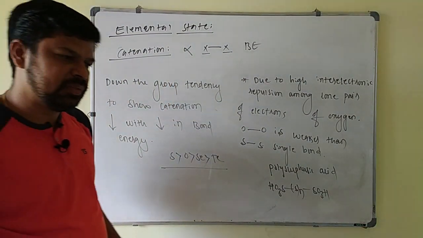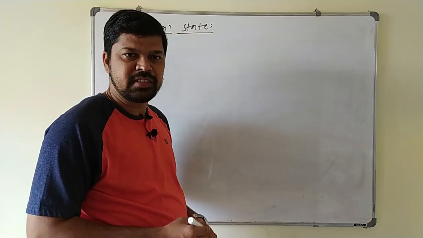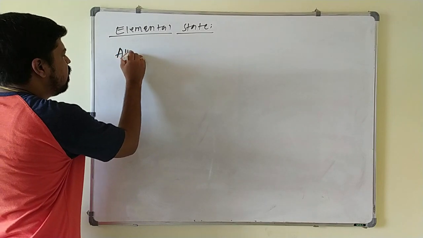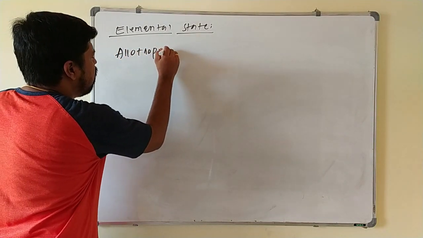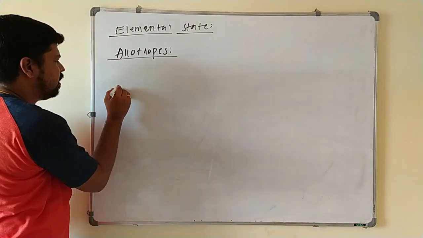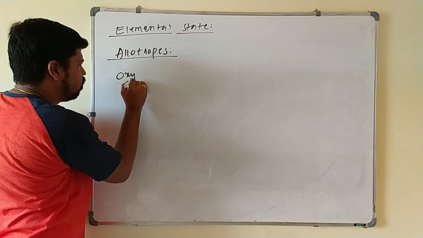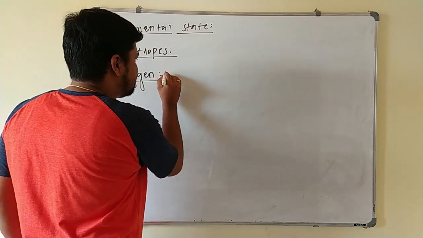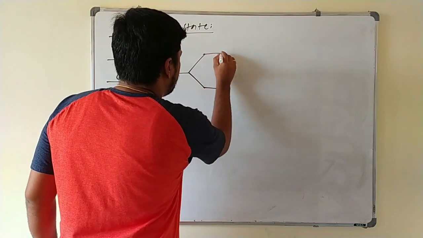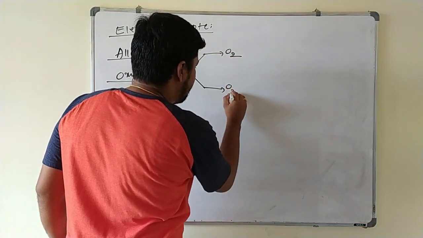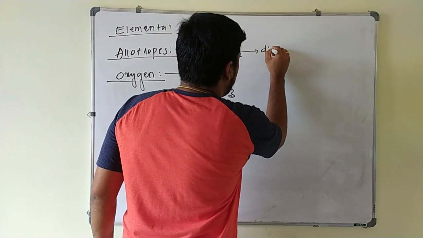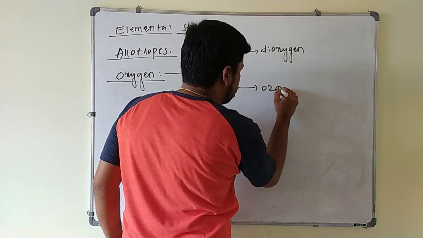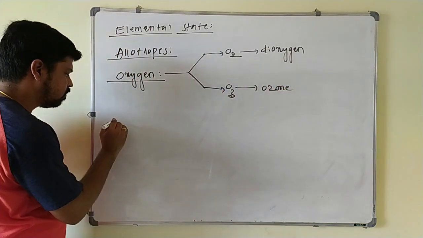This is about catenation. So next point we will discuss allotropes of group 16 elements. In case of group 16, almost all elements show allotropes. The first one I will write is oxygen. Oxygen shows two allotropes. It exists as an O2 molecule as well as O3. This is dioxygen and this is ozone. Next, sulfur.